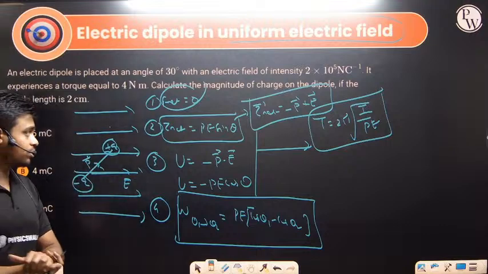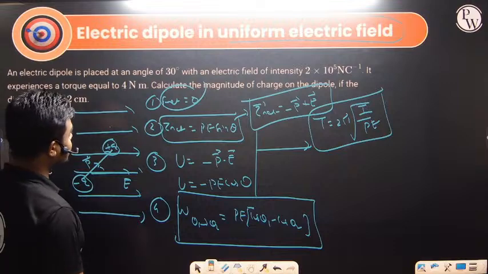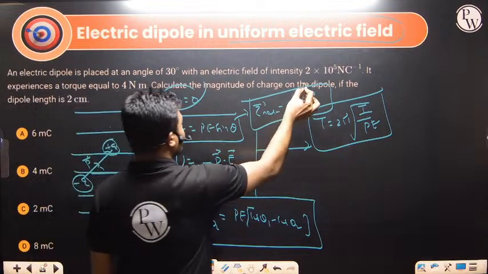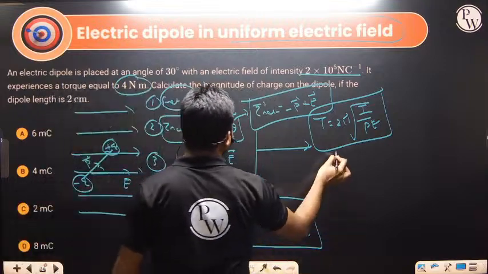So coming back to this particular question over here: an electric dipole is placed at an angle of 30 degree with an electric field of intensity 2 into 10 to the power 5 Newton per Coulomb. It experiences a torque equal to 4 Newton meter. Calculate the magnitude of the charge on the dipole.